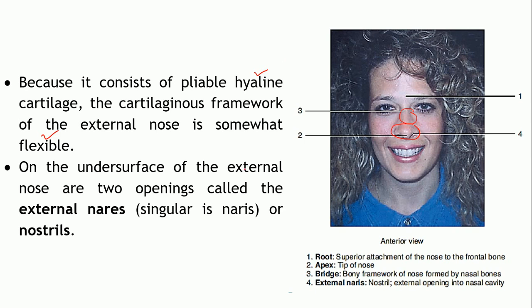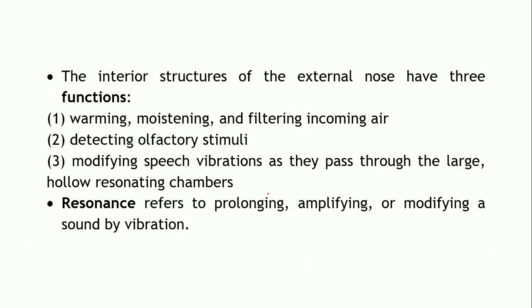Okay. Now on the under surface of the external nose, there are two openings as we have seen. So these are known as external nares, because there are two openings. So these are also known as nostrils. Okay, singular, the one is known as nares.